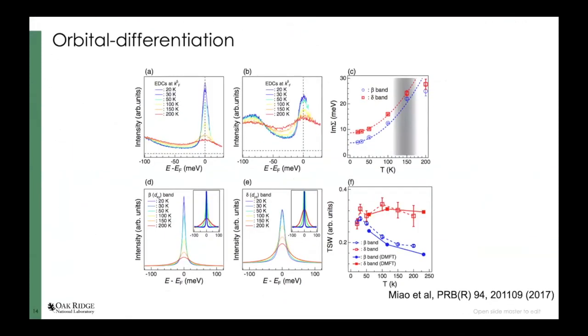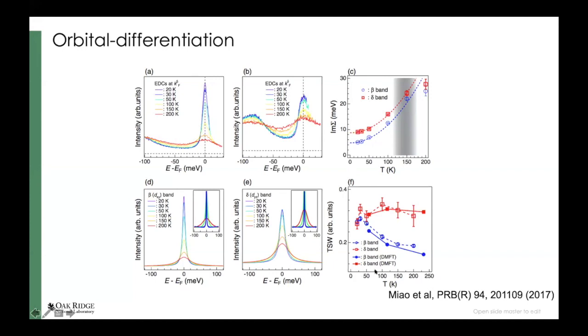Since this material is super clean, that allows us to do a very reliable extraction of the spectral function. And you can clearly see in panel A the EDCs, energy distribution curves. You see a very nice symmetric dispersion within a very narrow energy scale. You can extract the quasi-particle imaginary part, and you can extract the total spectral weight, meaning the integrated intensity.